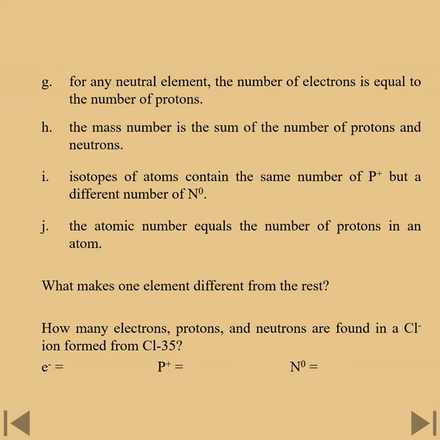And then lastly, how many neutrons? Well, our mass number of 35 says 35 protons and neutrons. Subtract the 17 protons, and that gives us 18 neutrons. So again, that was 18 electrons, 17 protons, and 18 neutrons.